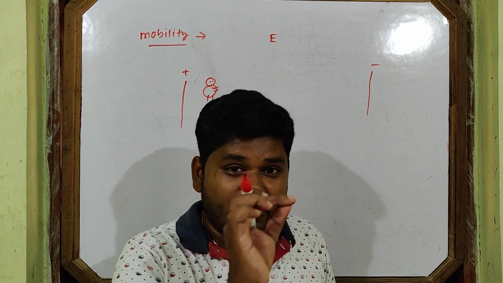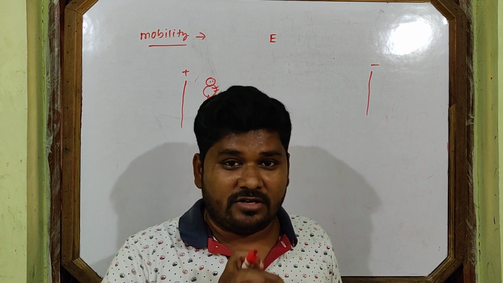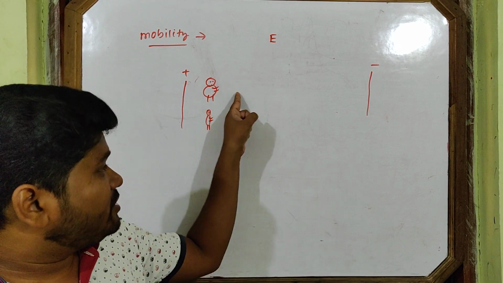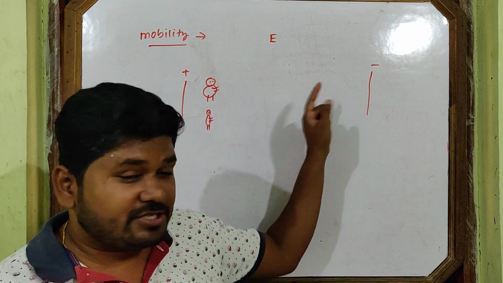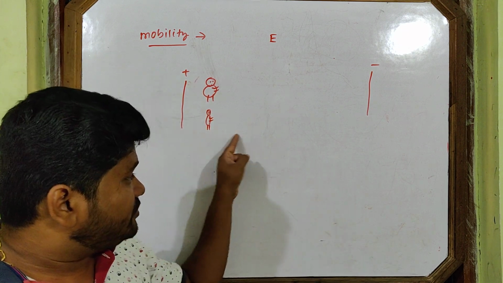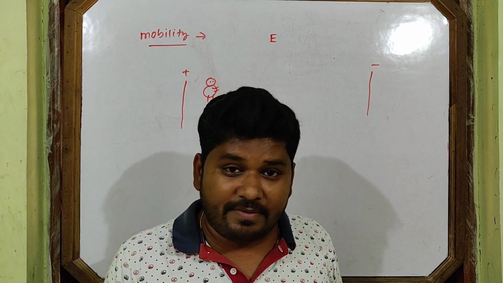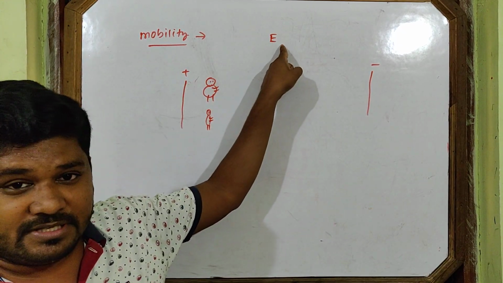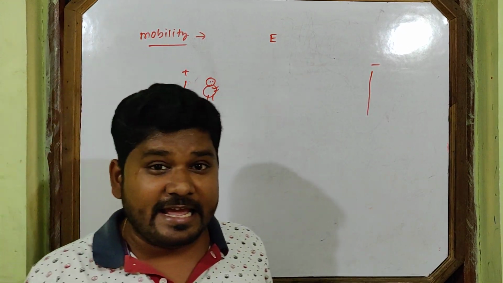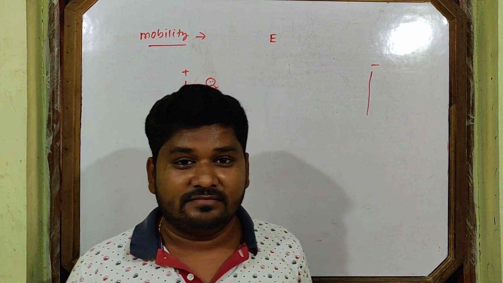It's not that only a single proton moves, or that a single electron moves. Not like this. If the protons move, they will collide with each other and gain drift velocity. If electrons move, they will also gain drift velocity. Same electric field. But which one gains more drift velocity?